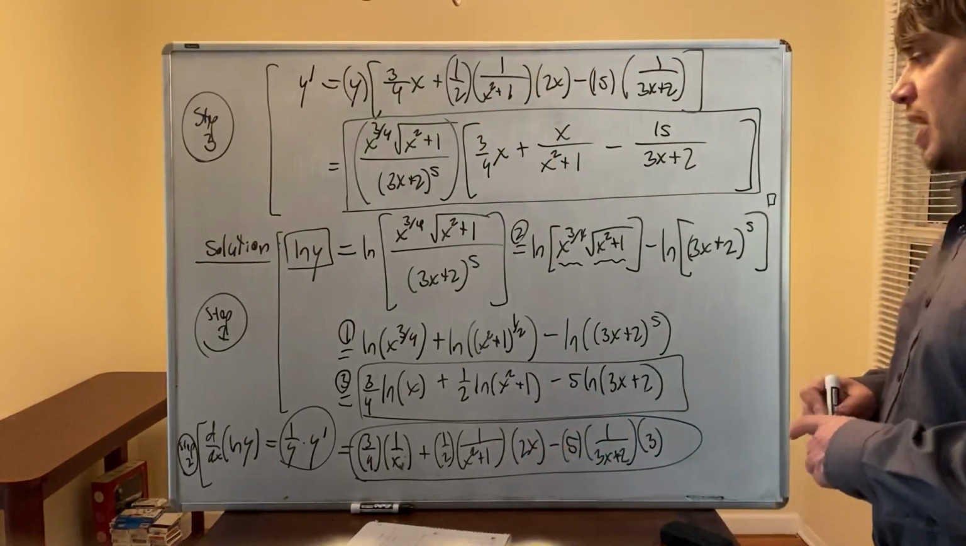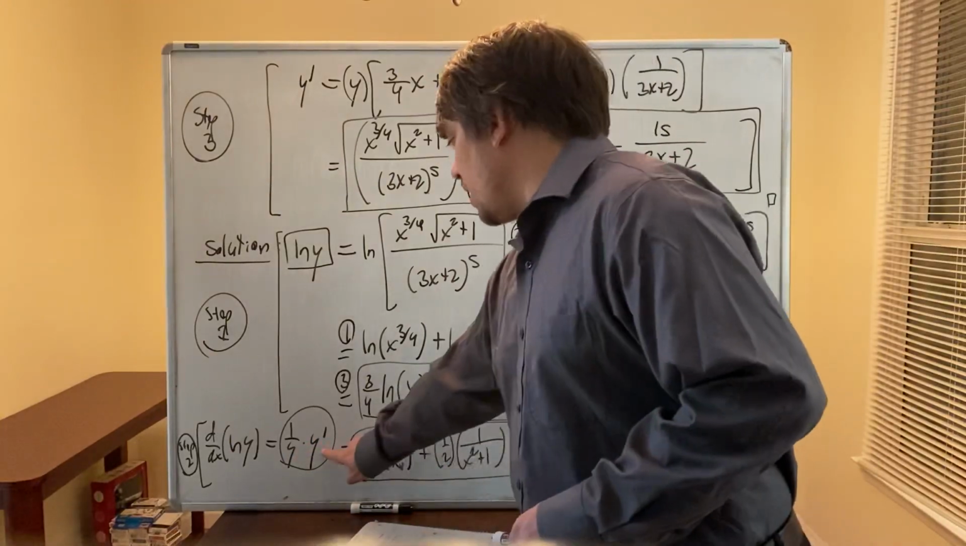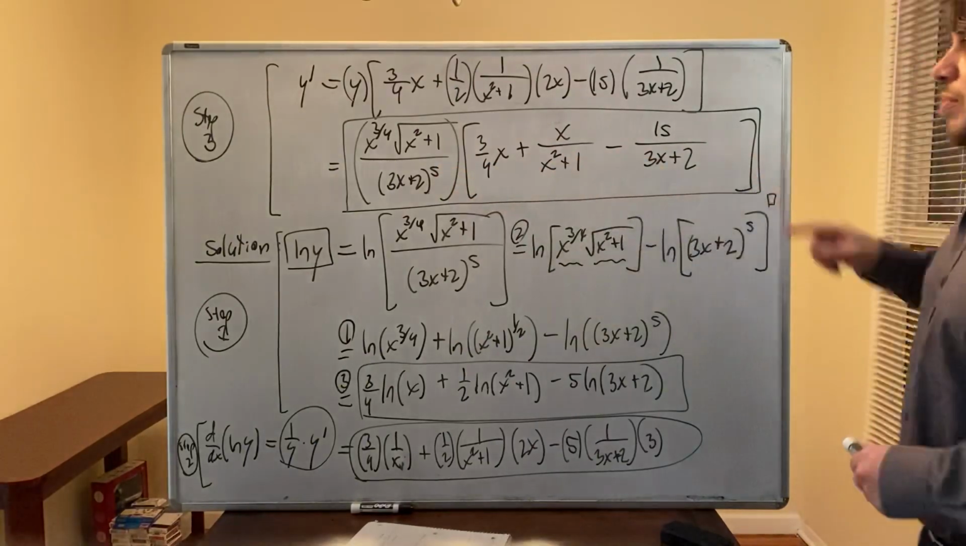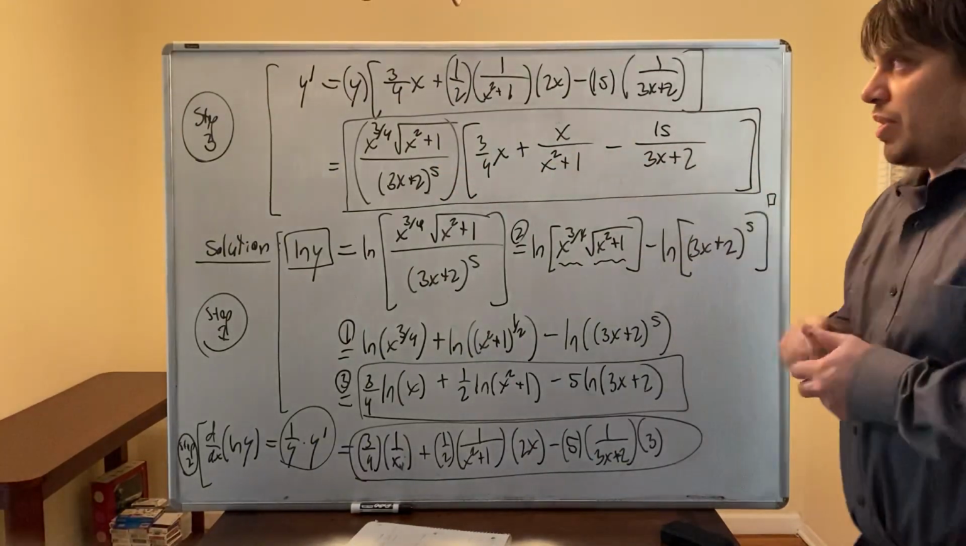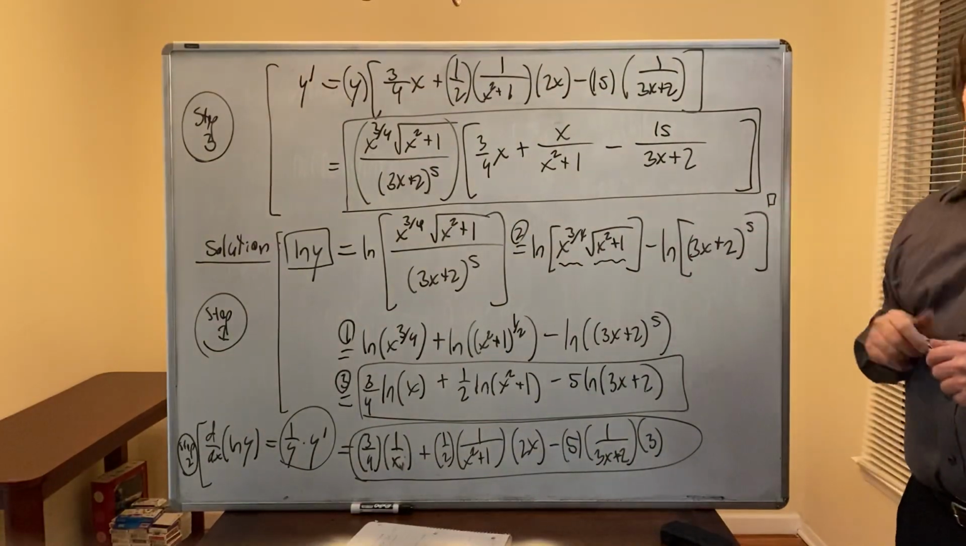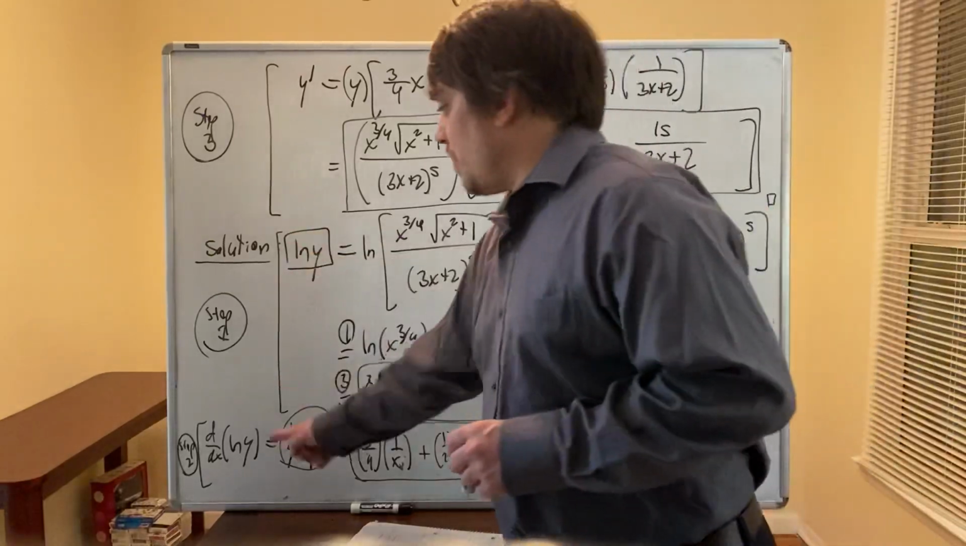Okay? And then step 3, solve for y prime. So I just multiply both sides by y and got y prime is equal to y times that, which is the original y times that. Right? And the original y is given as this fraction. Okay, and then that's the end. We differentiate y by finding y prime. Step 1, step 2, and step 3.